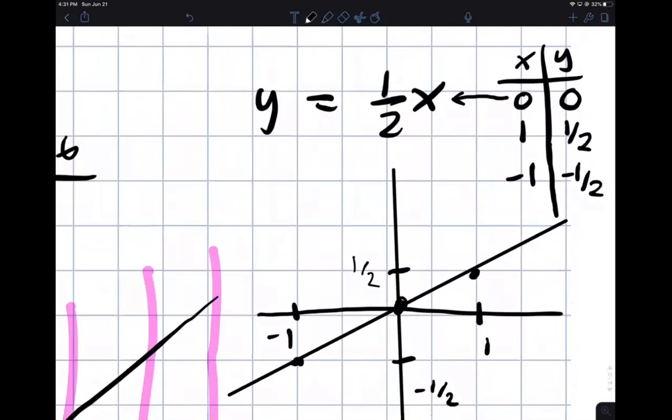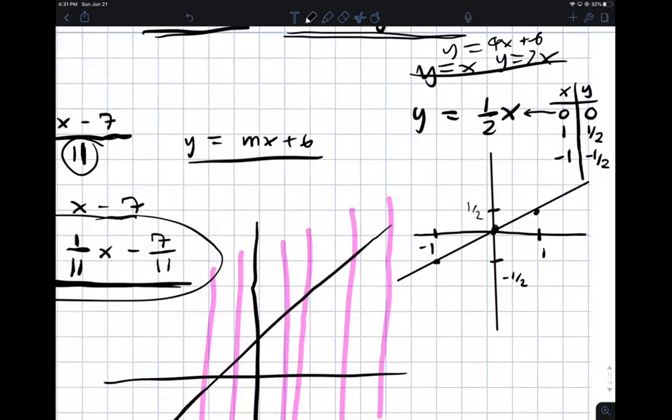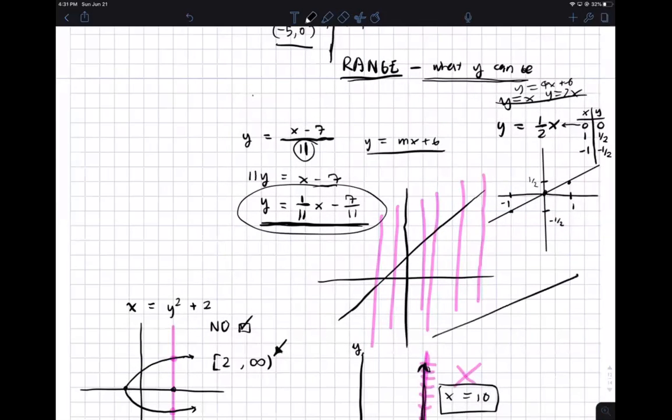Does that make sense? It's not any different from graphing y equals x, graphing y equals 2x, graphing y equals 4x plus 6, whatever. If it's linear, then it has the same shape. It's always going to look like this or this. Okay.